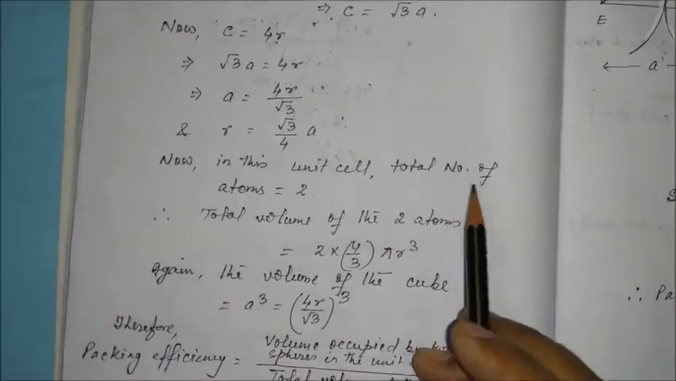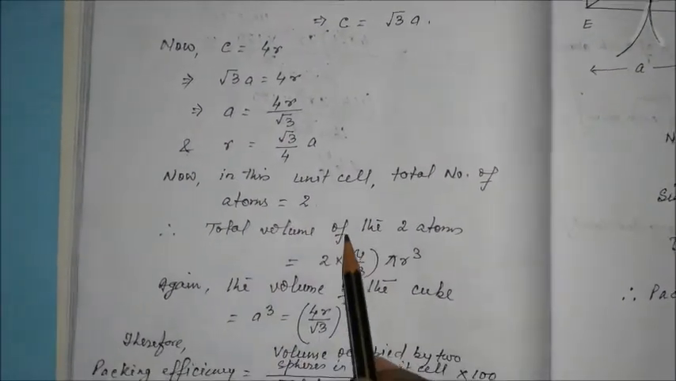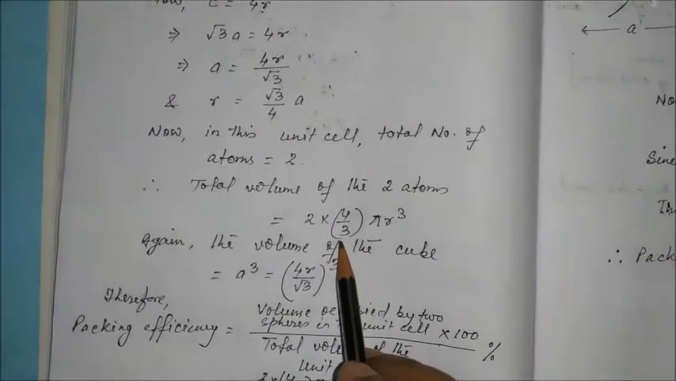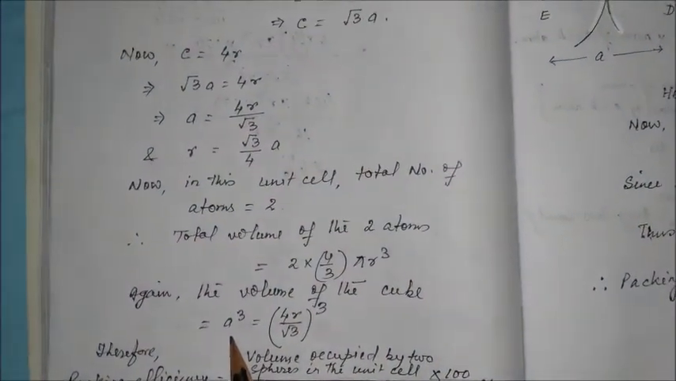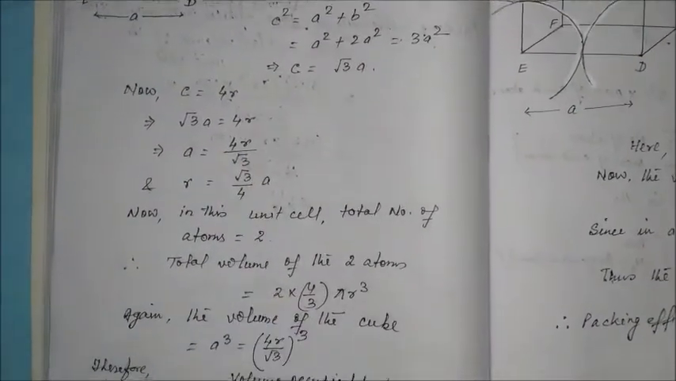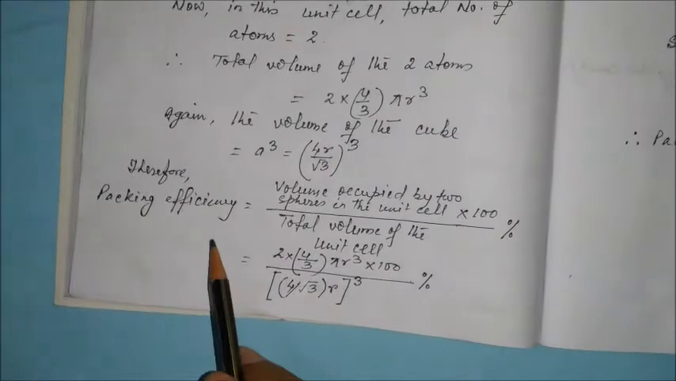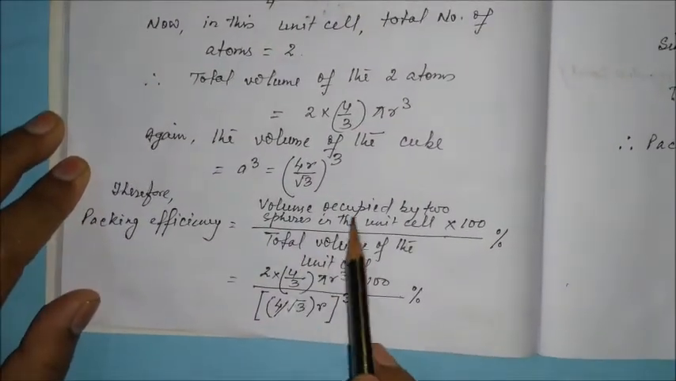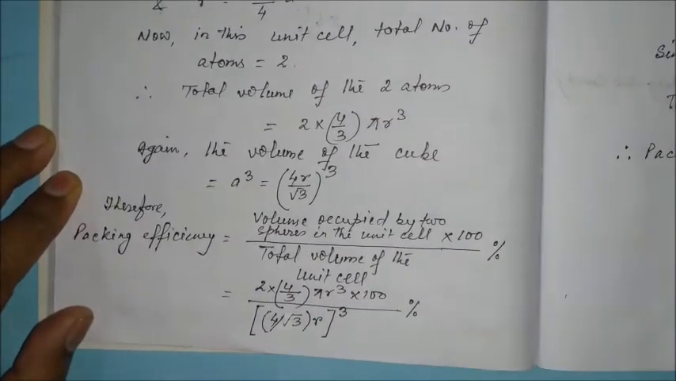Now in this unit cell, since it is a body centered cubic unit cell, the total number of atoms is 2. Therefore the total volume of the 2 atoms is 2 into 4 by 3 pi r cube, and the volume of the cube, that is this unit cell, is a cube, where a is 4r by root 3. Therefore packing efficiency is the volume occupied by 2 spheres in the unit cell divided by the total volume of the unit cell, multiplied by 100%.